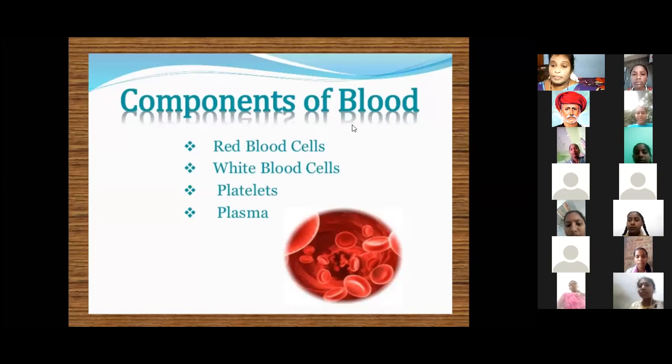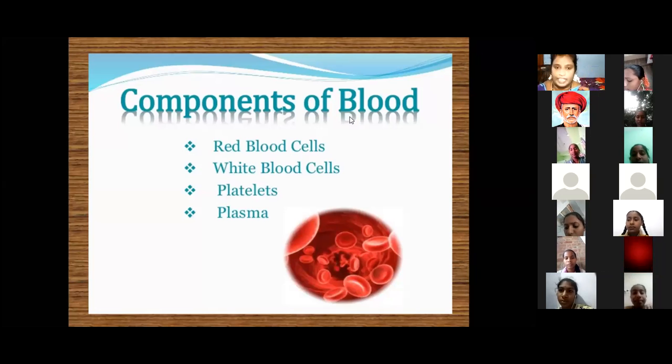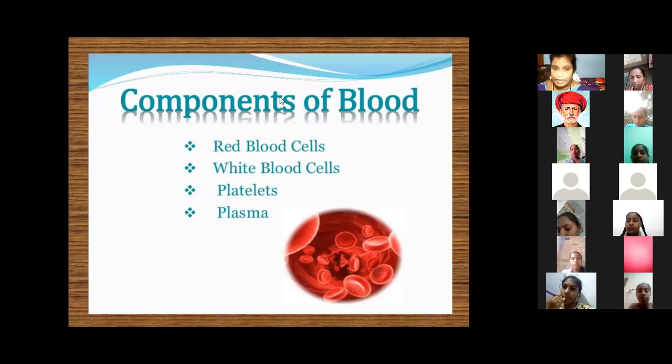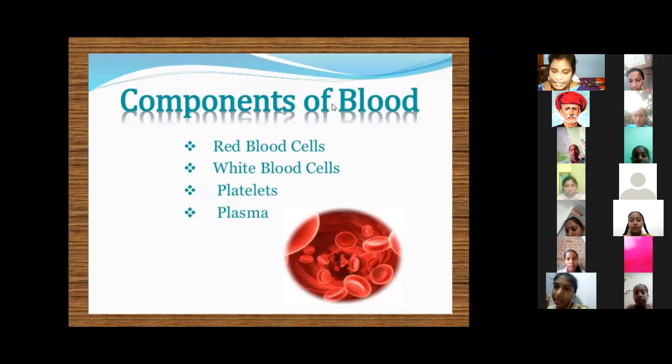Next, the blood has essential components. What are the essential components? Red blood cells, white blood cells, platelets, and plasma. These are all main components of the blood. What are the main components of the blood?